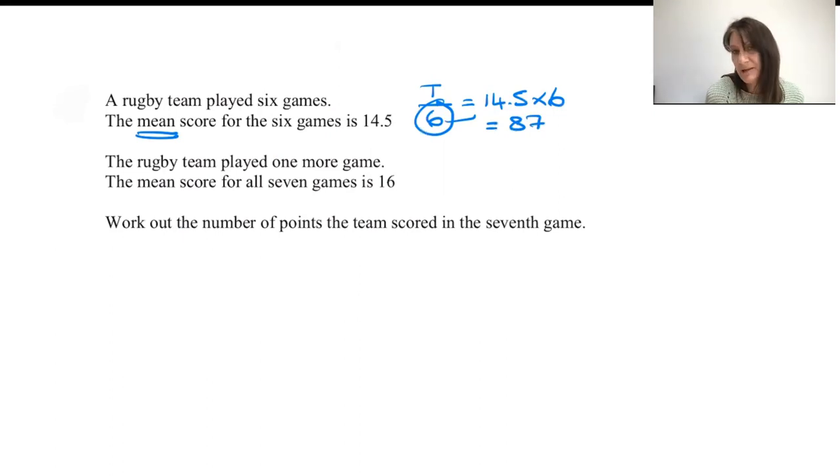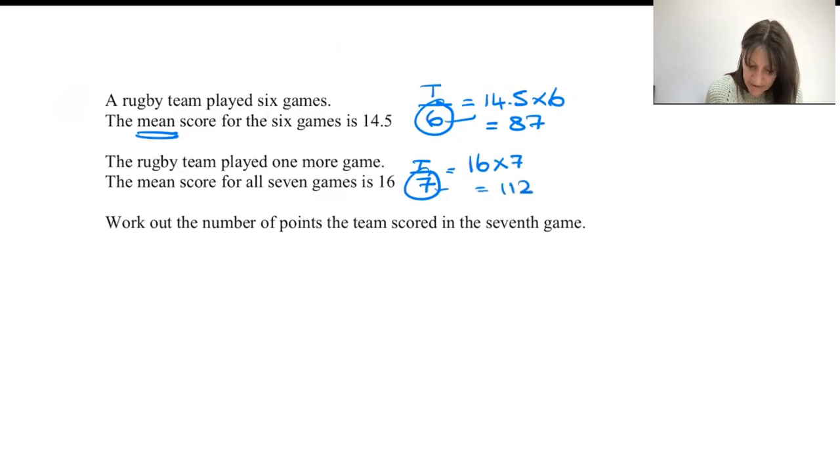And of course, I can repeat that process. So as I read through the story, it says that the rugby team played 1 more game. So there's now a total that's divided by 7. And when that happens, it gave a mean score of 16. So if I times through by that 7, I get 112.